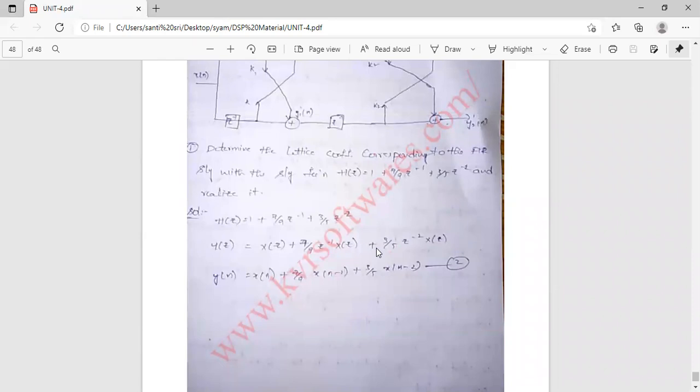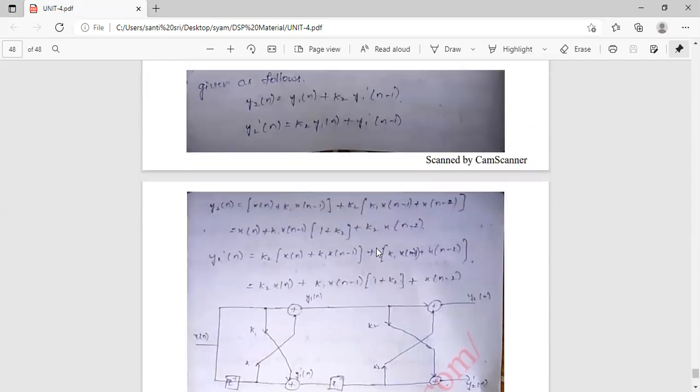Determine the lattice coefficients corresponding to the FIR system with H of z equal to 1 plus 7 by 9 into z power minus 1 plus 3 by 5 into z power minus 2, and realize it. Okay. So take inverse z transform, that is x of n plus 7 by 9 into x of n minus 1 plus 3 by 5 into x of n minus 2. So for this one, we have to draw the two-stage lattice structure.